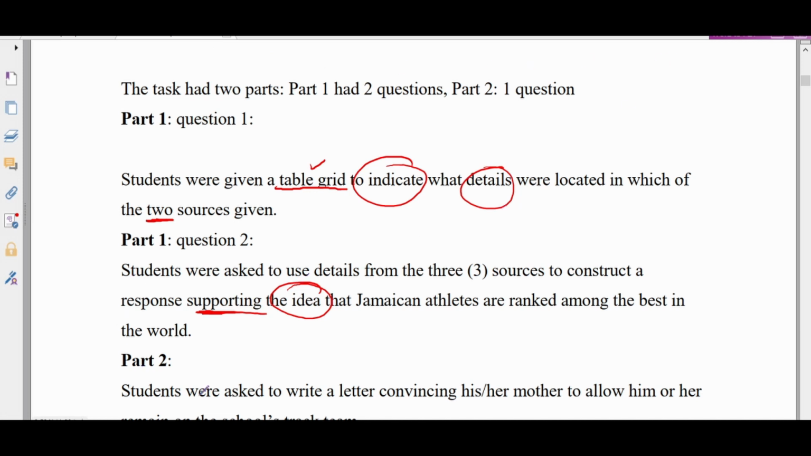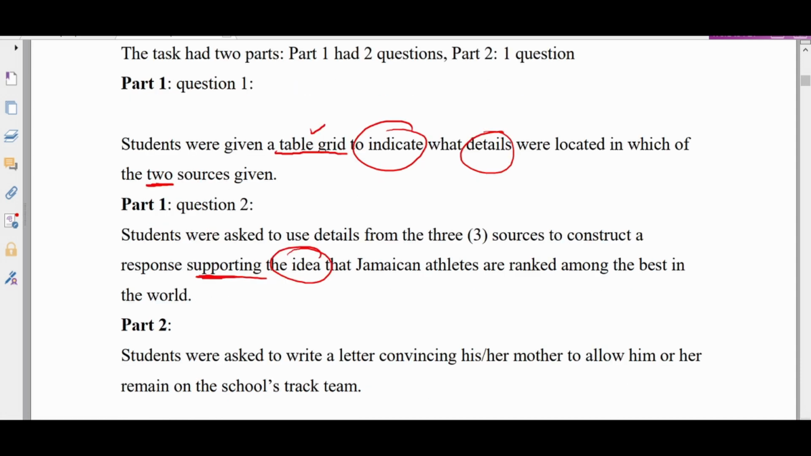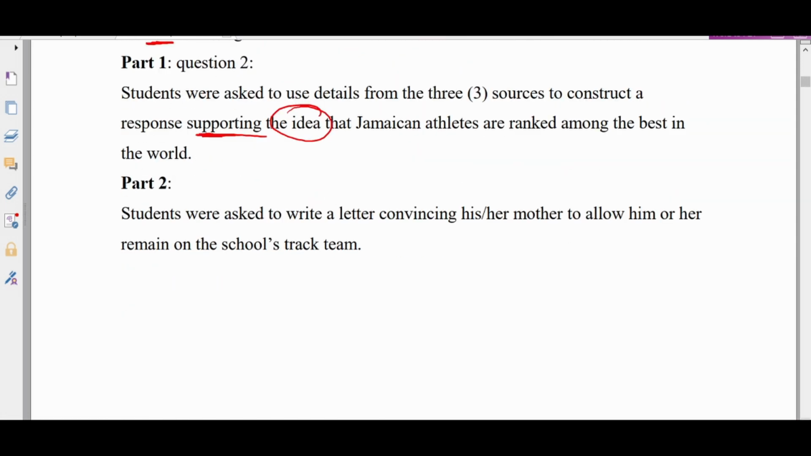All right, now part 2, students were asked to write a letter convincing his or her mother to allow him or her to remain on the school track team. So again, if you're going to be asked to write a letter here, you must know the parts of the letter, right? And you must know how to write in a persuasive or convincing way. Okay, and the subject, of course, of that is the request to remain on the track team. All right.